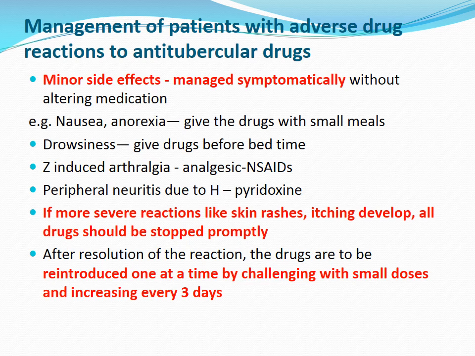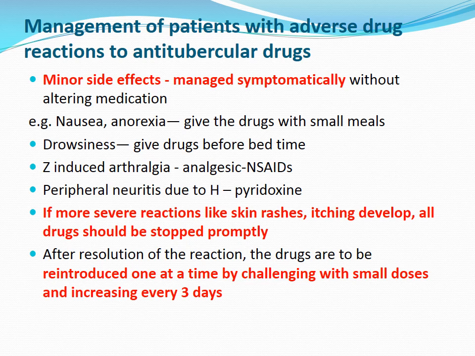For example, if there is nausea and anorexia, then give the drug with small meals, which is quite common. If there is sedation or drowsiness, give the drugs before bedtime rather than in the morning or daytime. If there is Z-induced arthralgia, meaning pyrazinamide-induced arthralgia, we have seen hyperuricemia and gout can occur. But gout is another severe one. Initially arthralgia can occur, so we have to give an analgesic drug like an NSAID, non-steroidal anti-inflammatory drug.